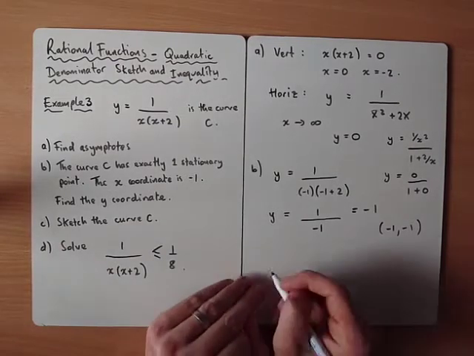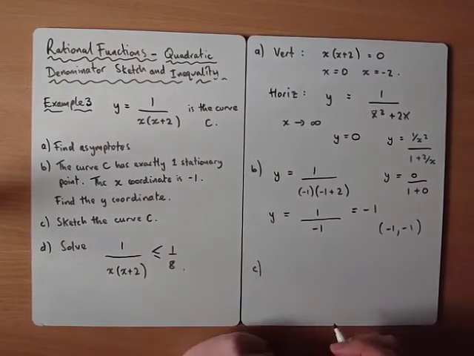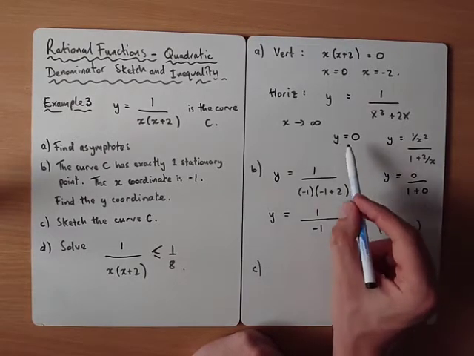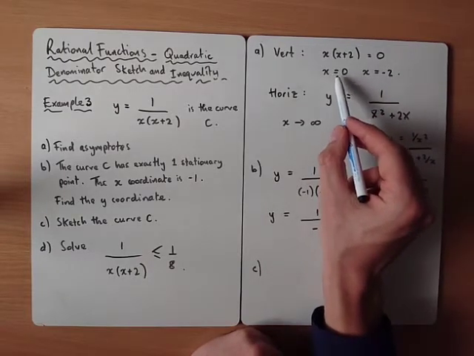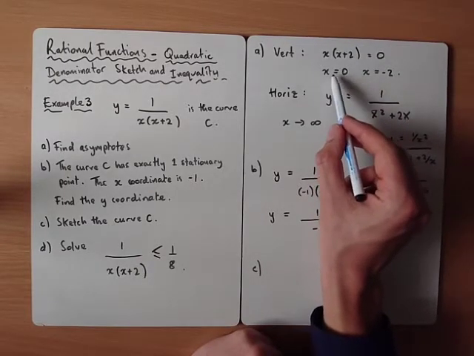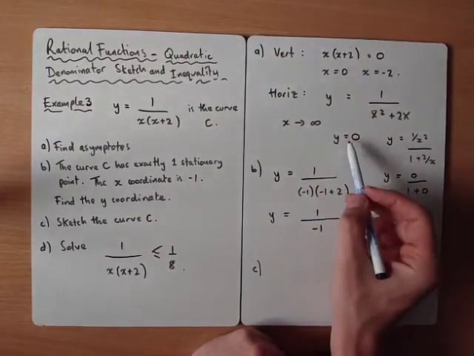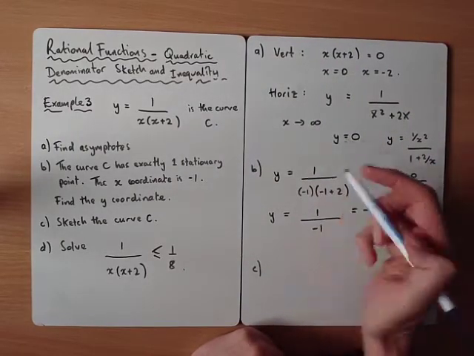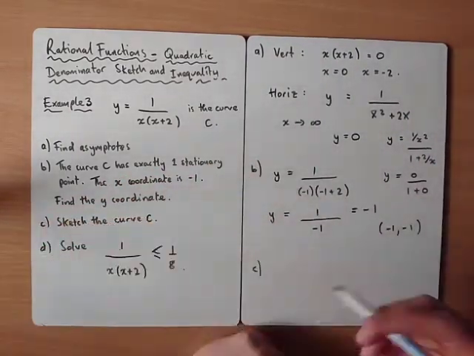Part C says sketch the curve, so the only thing I'm going to do here is figure out where it crosses the axis. Does it cross the axis? No. So we've got a vertical asymptote, which is the y-axis. We've got a horizontal asymptote, which is the x-axis.